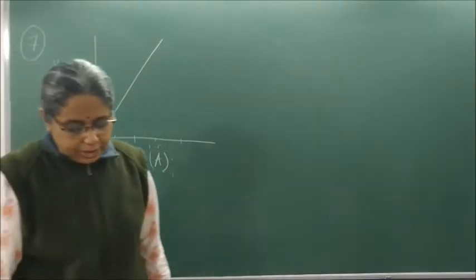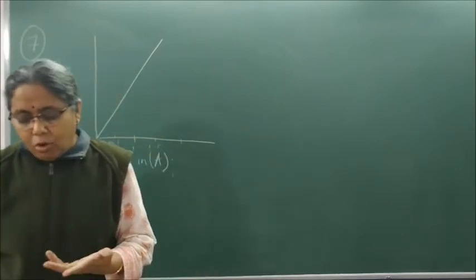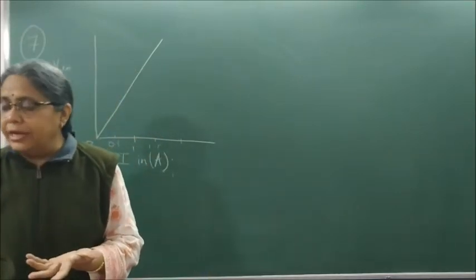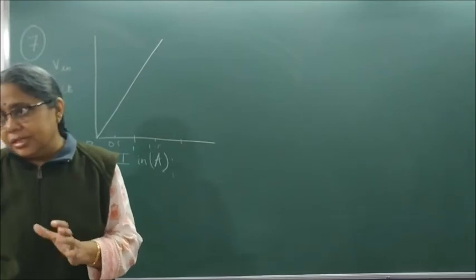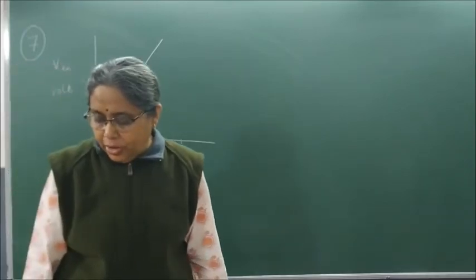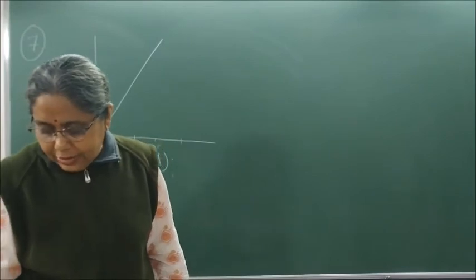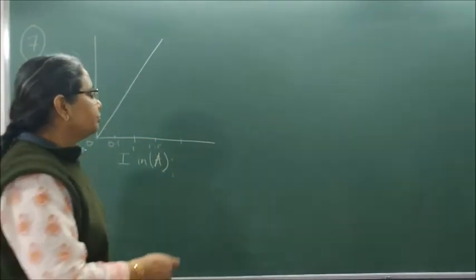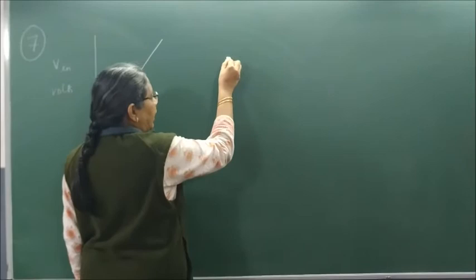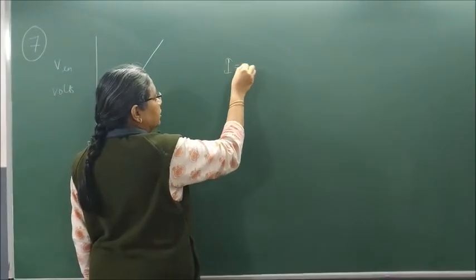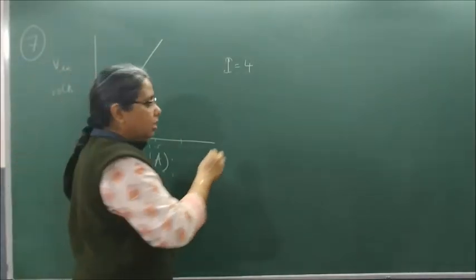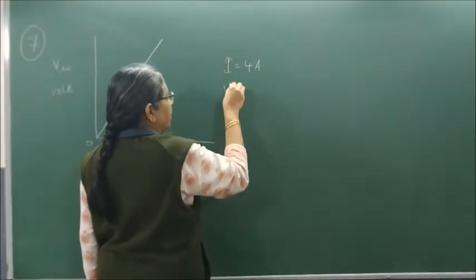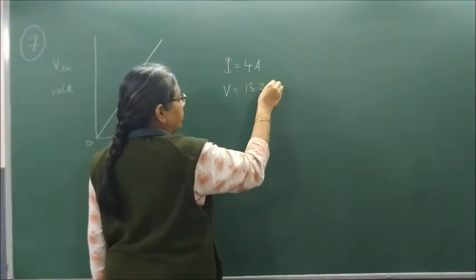So we will find out the resistance in one case, or in any of the cases you can find out, because all ohmic resistances are constant. So let us take one of them. Let us take 4 and 13.2. I is 4 amperes. V is 13.2 volts.